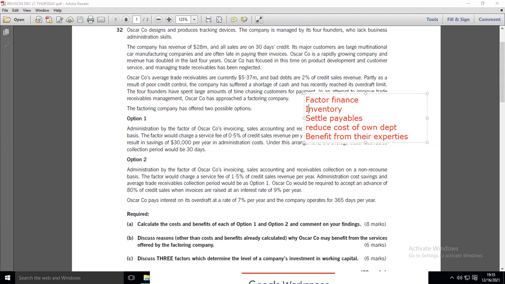Okay. Discuss three factors to determine the level of company's investment in working capital. How much working capital are you going to have? What factors influence that? What factors influence the level of investment?